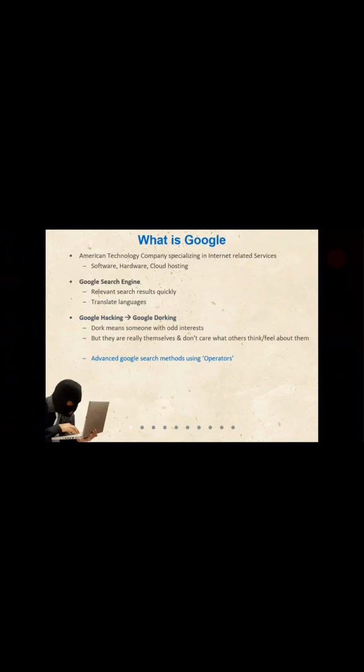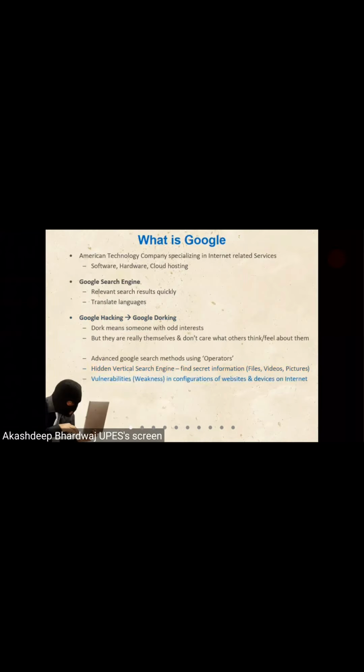So advanced Google methods is basically dorking, or using operators. The idea is to have a hidden vertical search engine which finds secret information, files, videos, pictures. It can also find vulnerabilities in the configuration of websites and devices on the internet. You can also find leaked passwords, sensitive information, or sensitive documents and very secret information. Dorks basically construct very specific, high-powered Google searches.